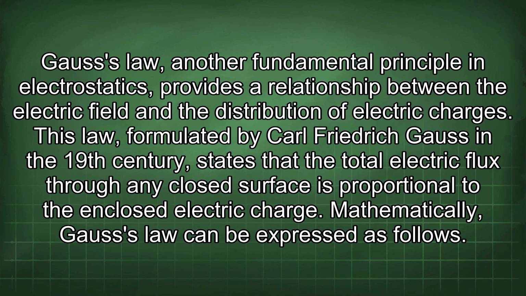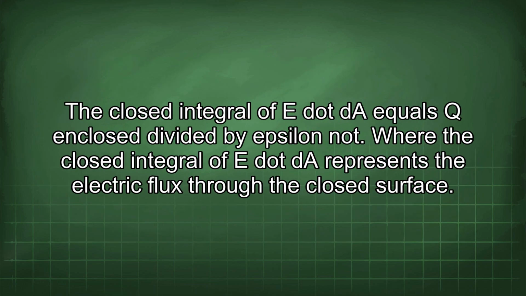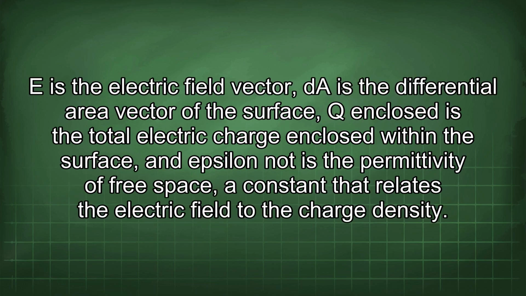Mathematically, Gauss's law can be expressed as follows. The closed integral of E dot dA equals Q enclosed divided by epsilon naught, where the closed integral of E dot dA represents the electric flux through the closed surface. E is the electric field vector, dA is the differential area vector of the surface, Q enclosed is the total electric charge enclosed within the surface, and epsilon naught is the permittivity of free space, a constant that relates the electric field to the charge density.